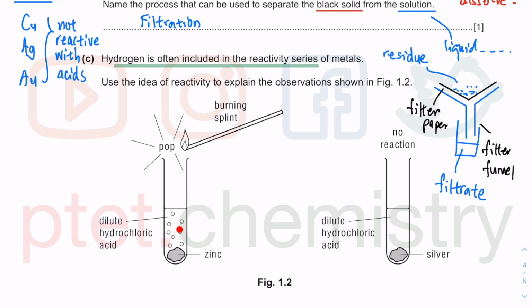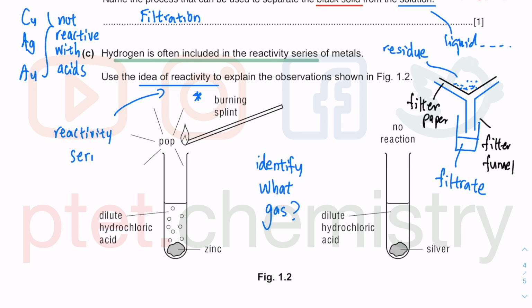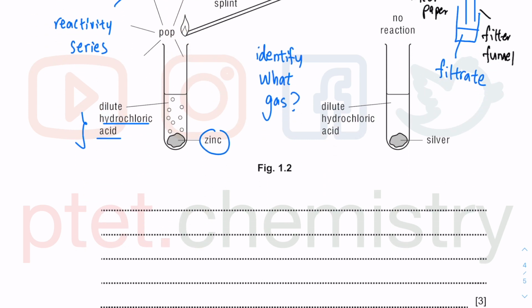They don't tell you what gas it is, so you get 1 mark to identify what gas. And why in the world do you produce hydrogen gas in terms of idea of reactivity? When they say reactivity, that means the metal reactivity series as stated in the syllabus. This is zinc. The acid that we're using is called hydrochloric acid. Metal plus acid. So perhaps I can write that down first. Metal plus acid give me metal salt and also hydrogen gas.